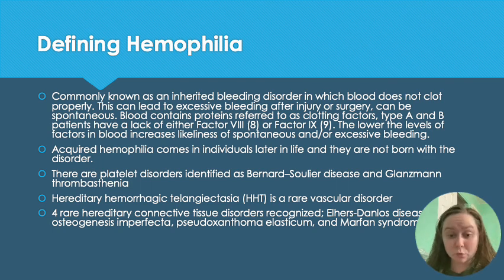There are platelet disorders identified as Bernard-Soulier disease and Glanzmann thrombasthenia. Hereditary hemorrhagic telangiectasia is a rare vascular disease, and there are 4 hereditary connective tissue disorders.